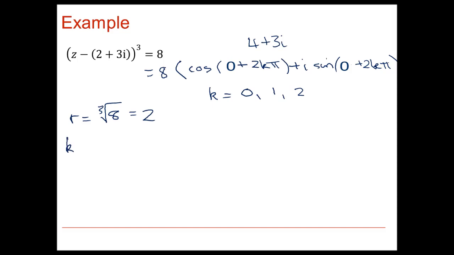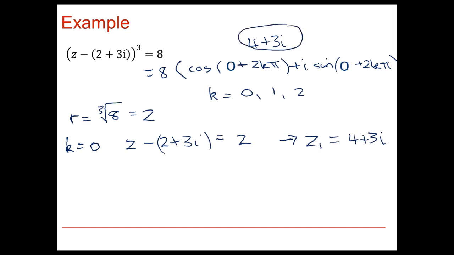Let's have a look and see what happens when k equals 0. We know that z minus (2 plus 3i) will just equal 2, because cos of 0 is just 1 and the sine of 0 is 0. That would lead us to the first root, which we're expecting, of 4 plus 3i, which you remember we were given in the question.